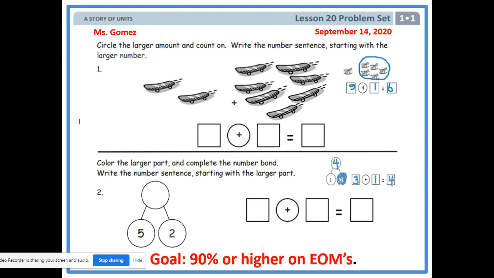Awesome, boys and girls. By now you should be on the page. Next step is we write our heading. Very important. Name. I wrote my name, Miss Gomez. Today's date, September 14th, 2020. And our goal, 90% or higher on end of modules. If you have space on the top, you could write your goal on the top. Remember, idea 56 and 57 are very important. So at this time, go ahead and press pause in the video to write your heading. Press play when you're done writing your heading.